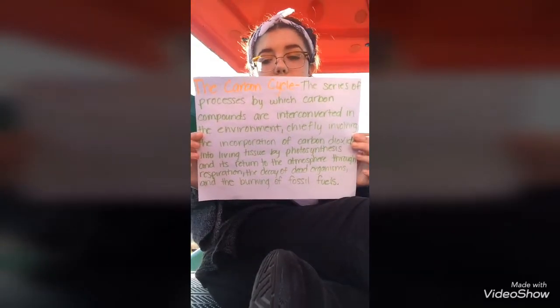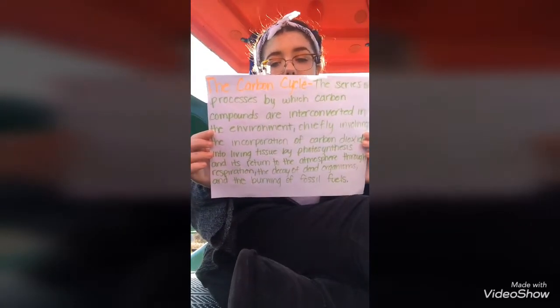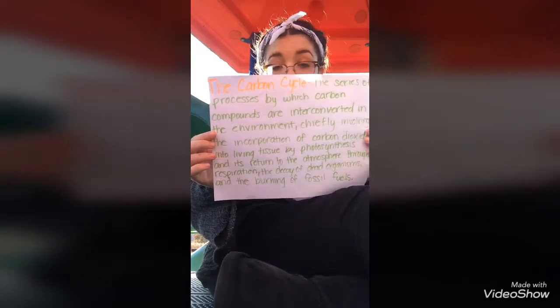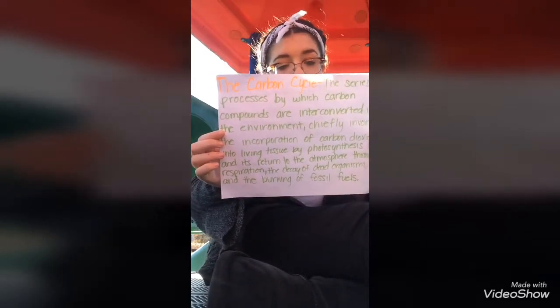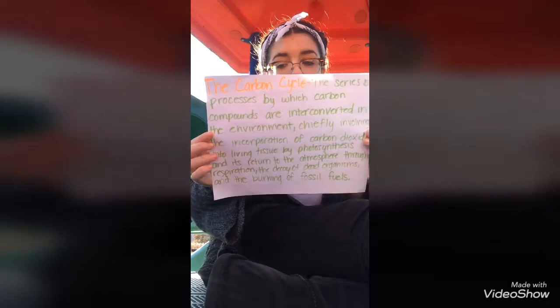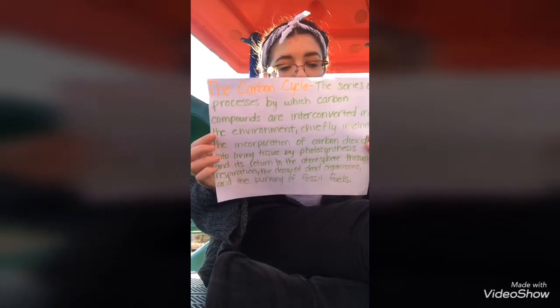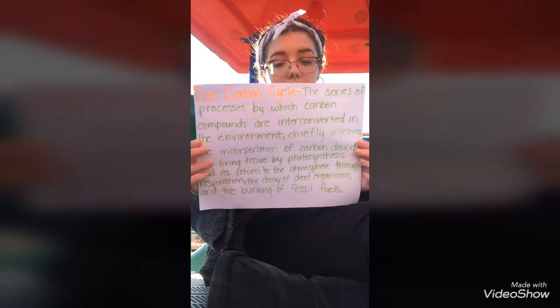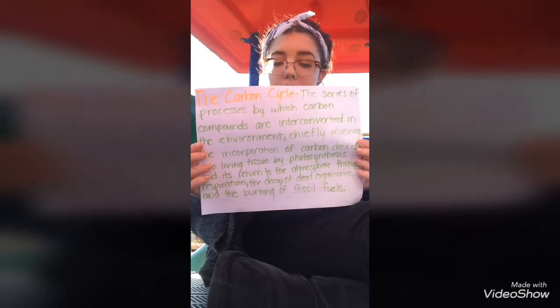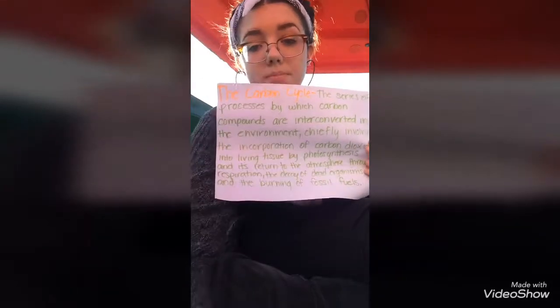Okay, now the carbon cycle. The series of processes by which carbon compounds are interconverted in the environment, chiefly involving the incorporation of carbon dioxide into living tissue by photosynthesis and is returned to the atmosphere through respiration, the decay of dead organisms, and the burning of fossil fuels. Carbon flows through the earth between each reservoir in an exchange known as the carbon cycle. Humans are moving more carbon into the atmosphere when they burn fossil fuels like coal and oil.